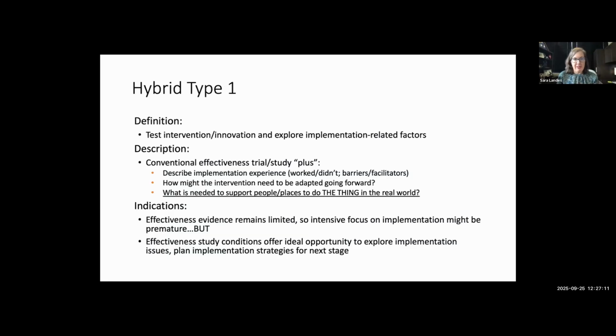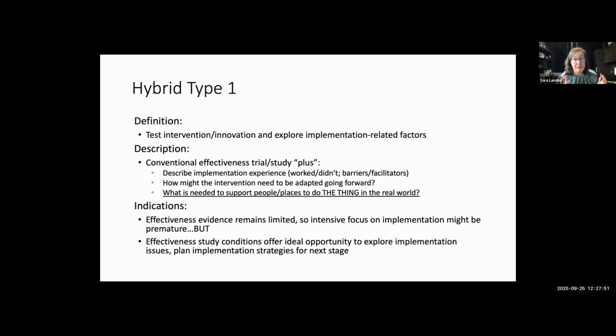So let's go through the types in a little more detail. So let's go, our hybrid type 1. So again, we are testing more the effectiveness of the thing and exploring implementation related factors. And as I said, this is a conventional effectiveness trial or study plus something else. I really think when folks are doing effectiveness trials, if they're good at doing effectiveness trials, they're already thinking about this stuff. If you think about an effectiveness trial, you're doing lots to control the environment to make sure the thing gets done as it should be, to see if it works.